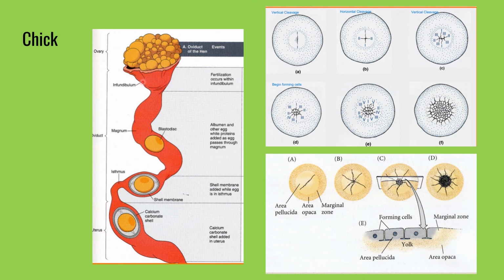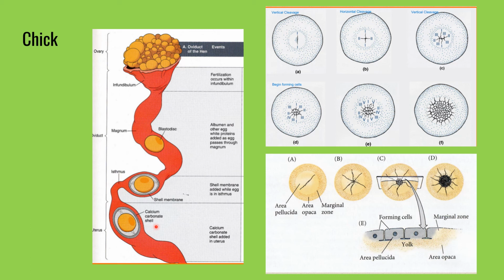So fertilization is going to happen in this infundibulum, and then it's going to go to the magnum, in which your blastodisc is actually formed. And we call it a blastodisc instead of a blastula just because it's a lot flatter than the other organisms' blastulas. And then you go to the isthmus, and that shell membrane is just going to get added on to that blastodisc, and then it'll finally go to the uterus, where that calcium carbonate shell is actually added.